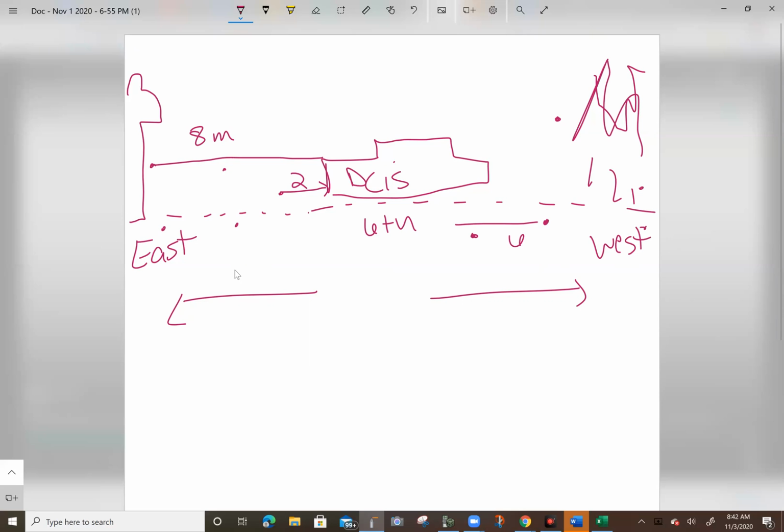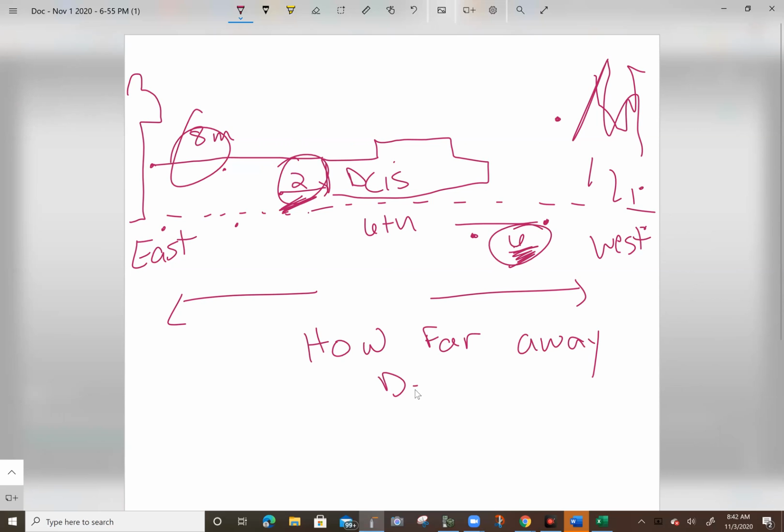The standard deviation would be taking all of those distances and figuring out how far away they are from DCIS. So this person is 6 miles west of DCIS. This person is 2 miles east of DCIS. So figuring out how far, that's called the deviation. So how far away is the deviation?